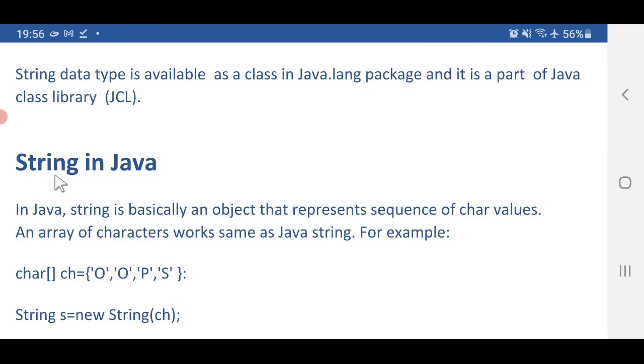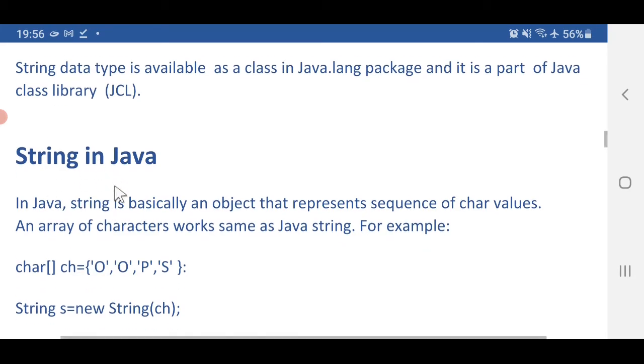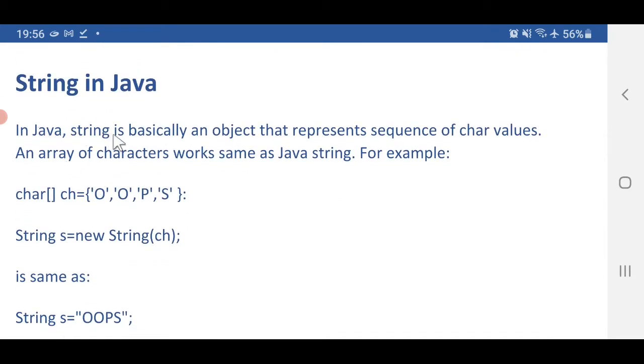After that, what is a string in Java? In Java, a string is basically an object. That is the true sense of a string. A string is basically an object that represents a sequence of characters. An array of characters works the same as a Java string.